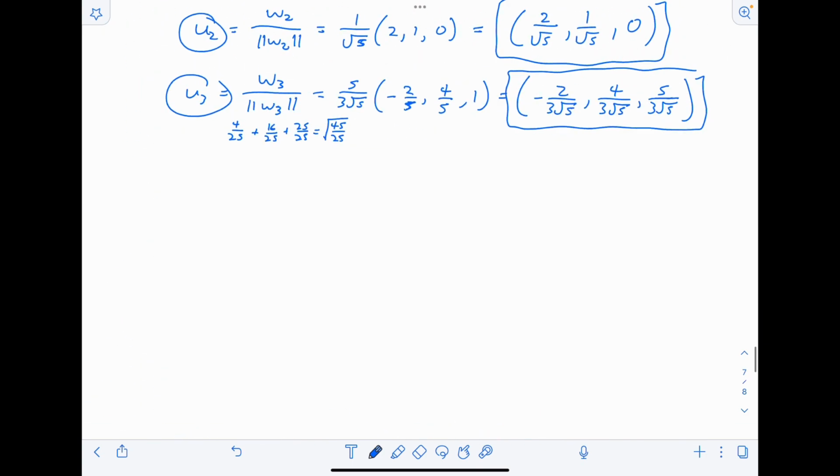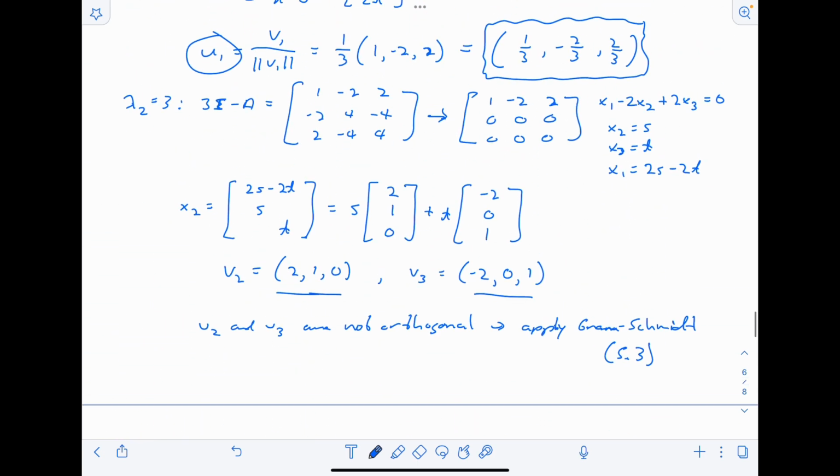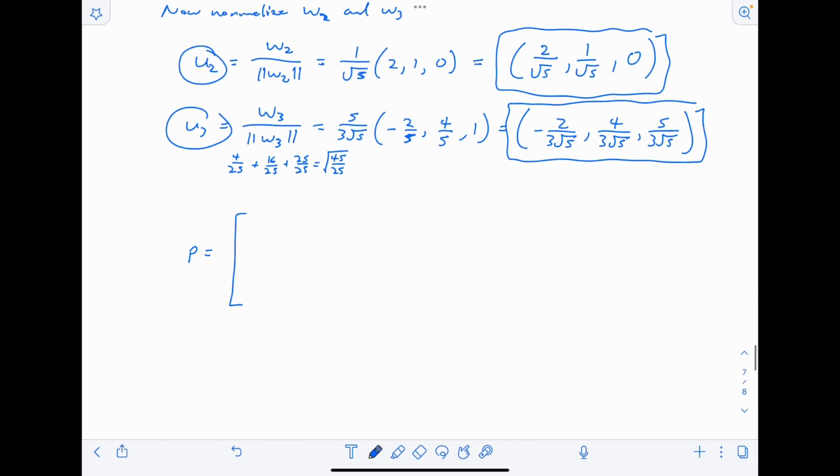So finally, in step 4, P is the matrix with columns (1/3, -2/3, 2/3), remember, these are column vectors, and then the two that we just found, (2 over root 5, 1 over root 5, 0), and (-2 over 3 root 5, 4 over 3 root 5, 5 over 3 root 5). So that is the matrix that we're looking for. That is P. Okay, now, that's it.